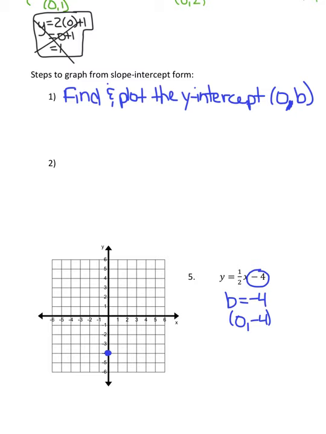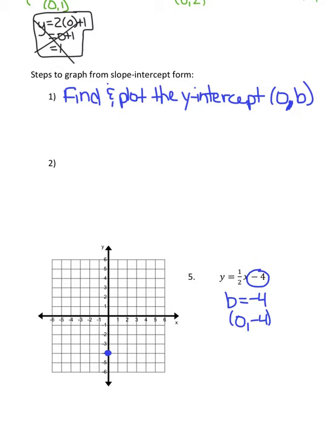If you weren't able to print, you can just sketch a graph. Just do a quick little sketch. You don't have to draw all the grid lines, but make sure you put all of the numbers on your graph if you have to sketch it. Okay. All right. So first thing we do is find and plot the y-intercept. Done. Check, check. Now let's do second part.